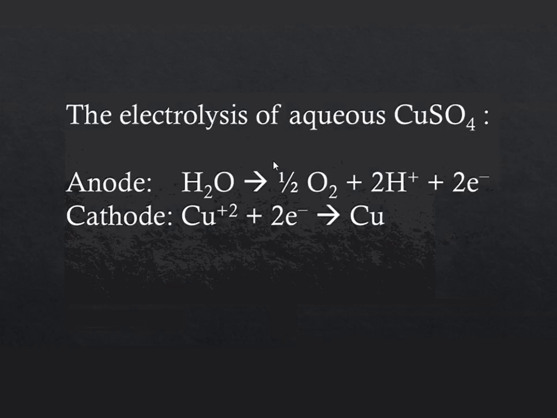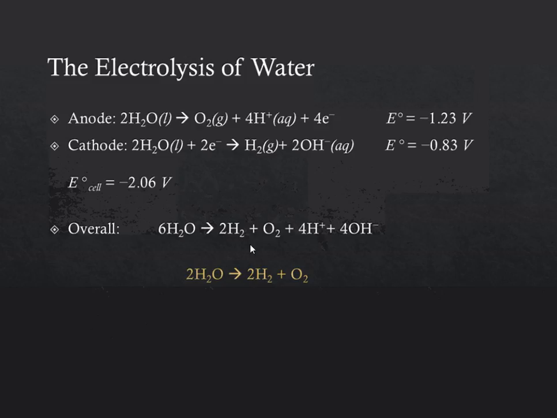Here is the electrolysis of aqueous copper(II) sulfate. At the anode, we would expect water to be oxidized and copper to be reduced. The overall electrolysis of water, these values here. This is a process that we're going to view in class, so stay tuned for that.